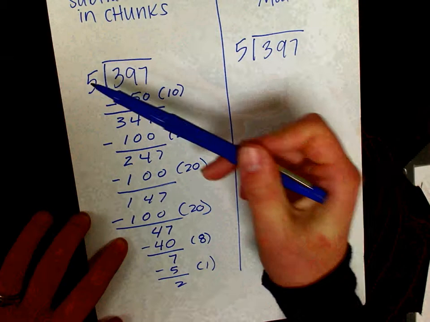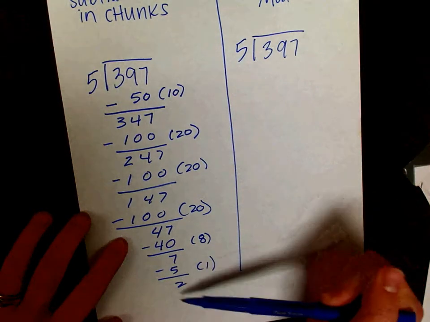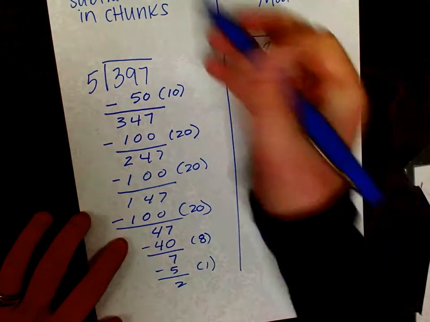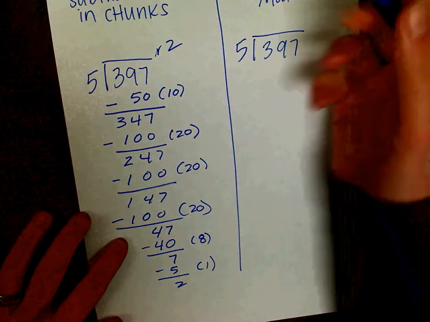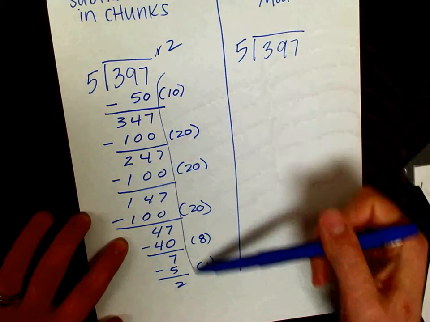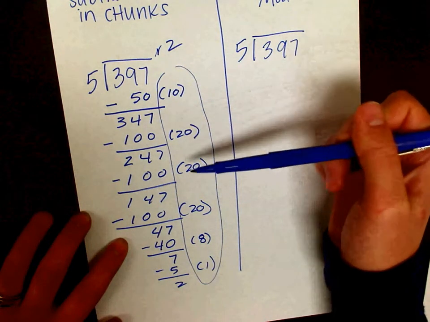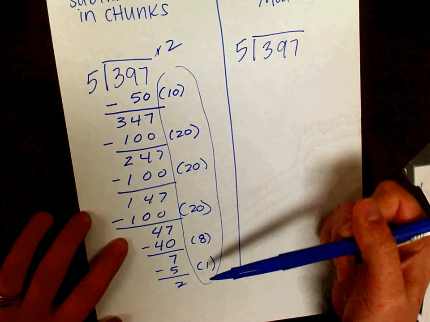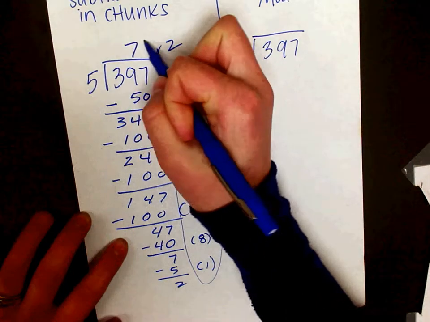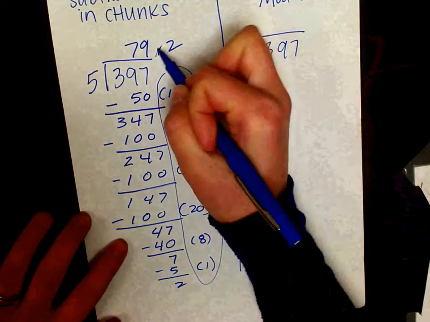Now my divisor is bigger than what I have left over here, so that's how I know that I have a remainder. And the way that you get your whole number quotient is we would add up all of our numbers off to the side. So 10, 20, 30, 40, 50, 60, 70, 78, 79, with the remainder of 2 as our final quotient.